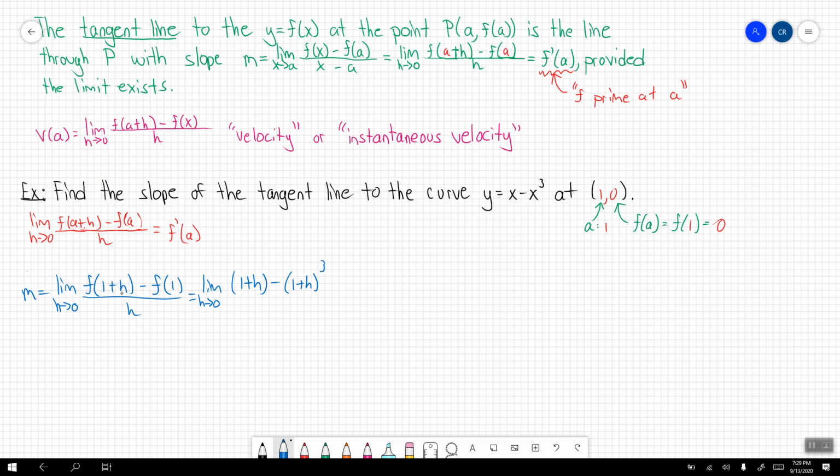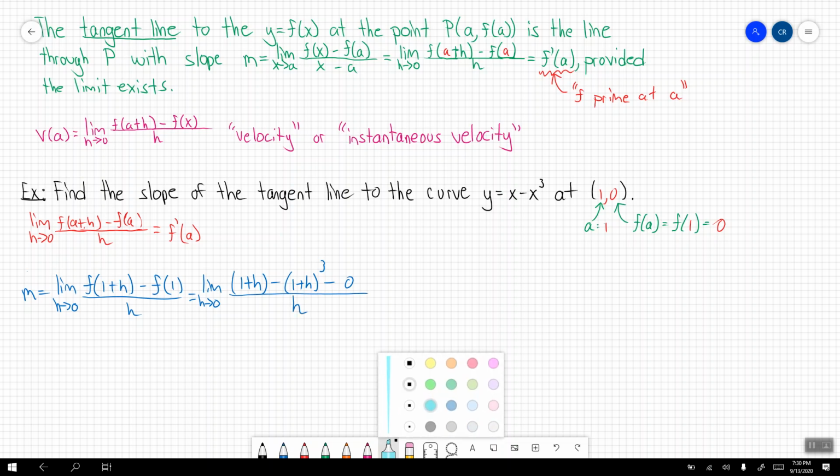And again, all I'm doing is making these substitutions. 1 plus h into the first x value, 1 plus h into the second x value. And then we have minus f of 1. So the nice part about this is that f of 1 is just going to be 0. Okay, and this is all divided by h.